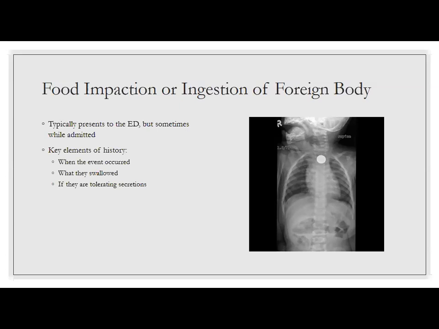The things you want to ask here are, when did the event occur? What did they swallow? And are they tolerating their secretions? This is an emergency, call GI immediately. The only caveat to that would be if it's above the cricopharyngeus, then that would be more ENT's territory.